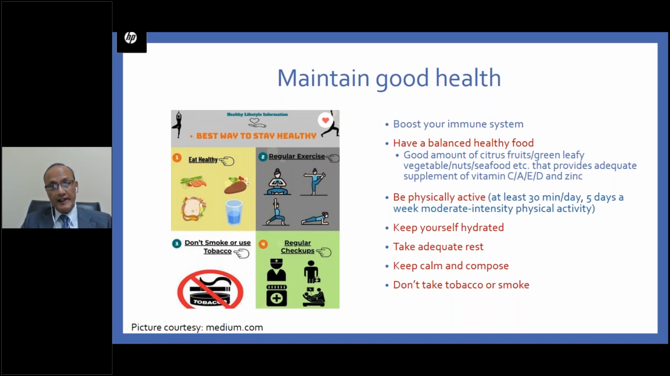Maintaining good health is a good idea to keep ourselves safe, because boosting the immune system can help prevent contracting the infection. So how can you maintain good health? You should have balanced, healthy food with a good amount of citrus fruits, green leafy vegetables, nuts and seafood. Be physically active, keep yourself hydrated, take adequate rest, and keep calm and composed. And don't use tobacco or smoke. This will help maintain good health and thereby safeguard ourselves from contracting infectious organisms.